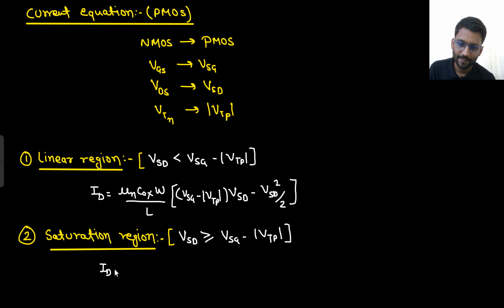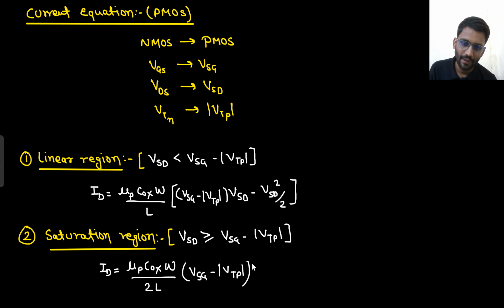What will be my current? Here one more error is there, I am really sorry. It should be mu P COX W by 2L, VSG minus mod of VTP whole square. Are you able to do it? Okay, we will take up an example so that you don't get confused, to find the current and all.